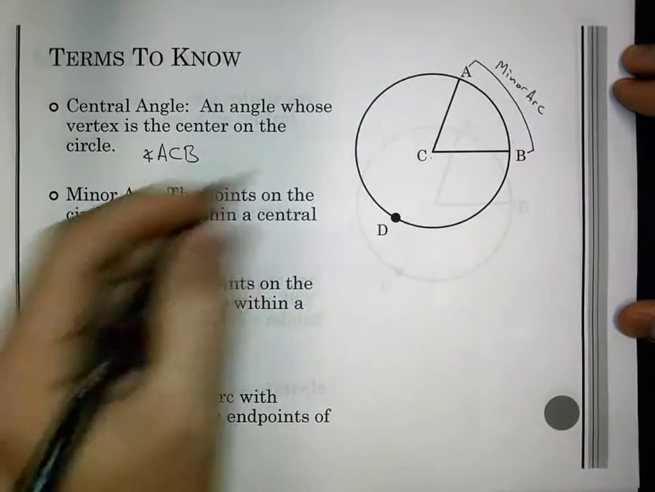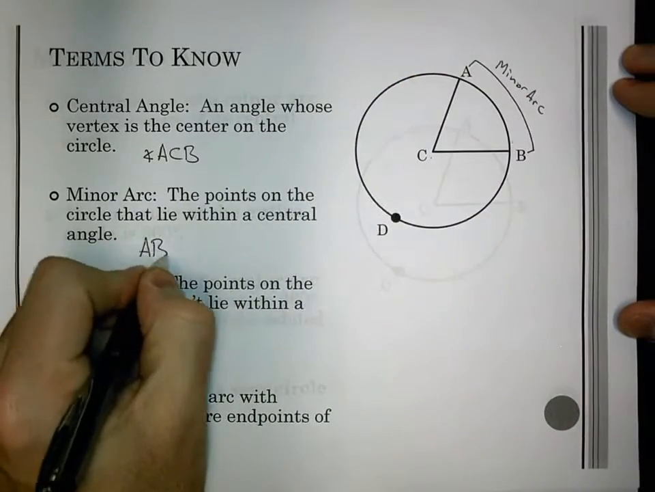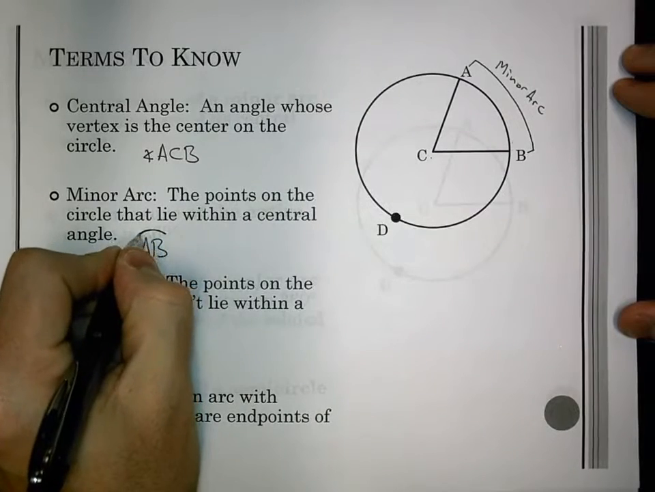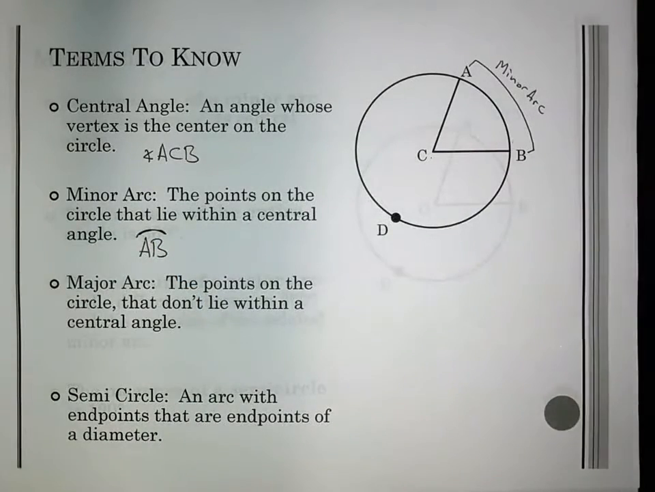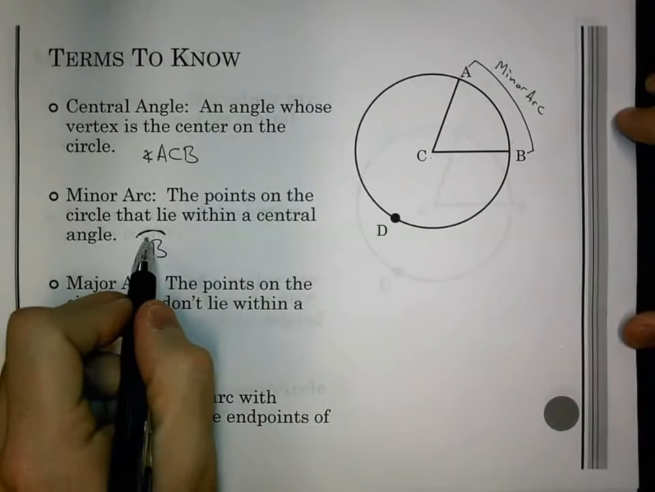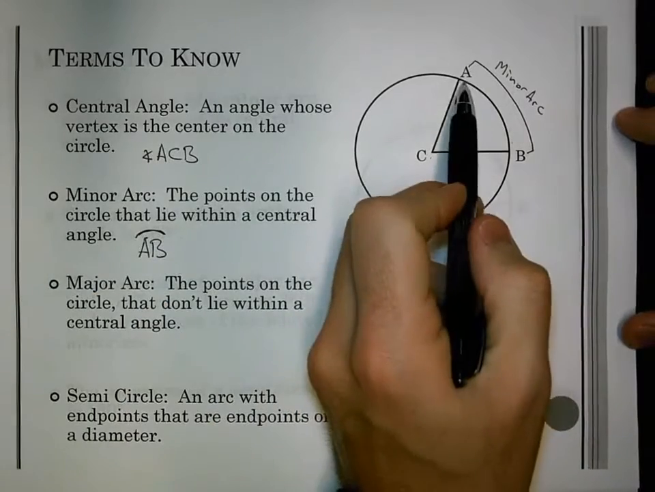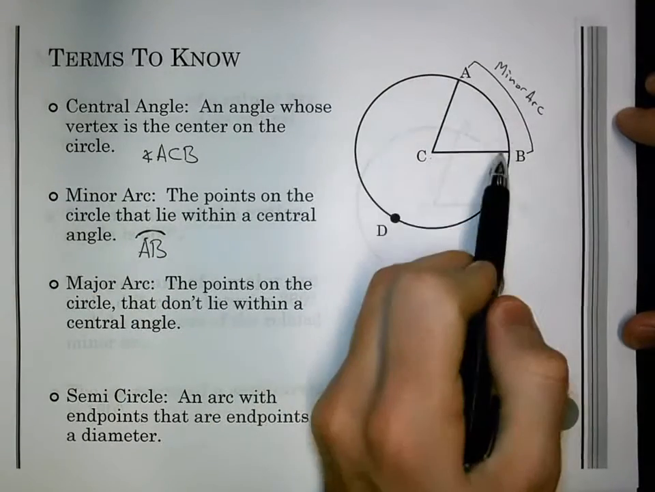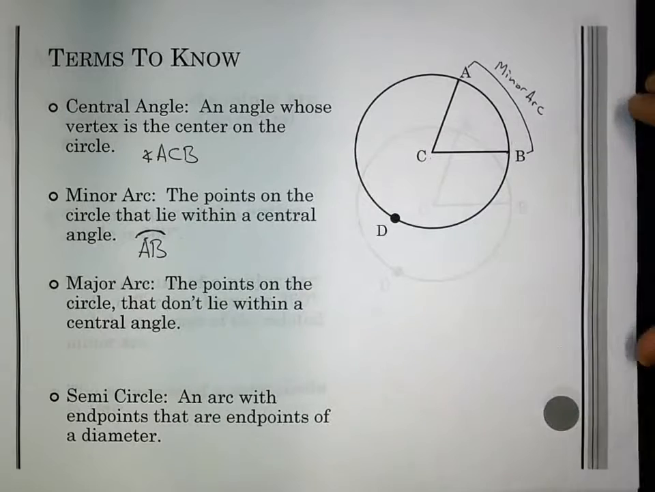So whenever we write this or identify it, it's going to be AB, and we put a little arc symbol above it. Now, don't put a straight line there because that would be a segment, or a chord in this case. But it's going to be an arc, so we put the curved arc above it. So that's telling us we're looking at arc AB that starts at A, ends at B.